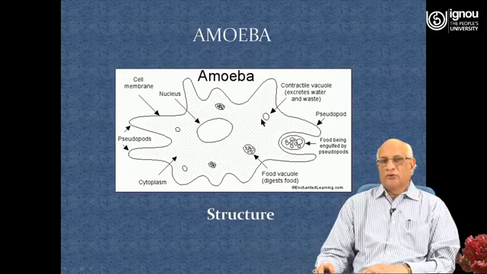When this food vacuole is empty, it will come near to the surface. When it comes in touch with the pellicle, suddenly it will burst and all the undigested food material will be thrown outside from the body. So, the digestive part will be completed.